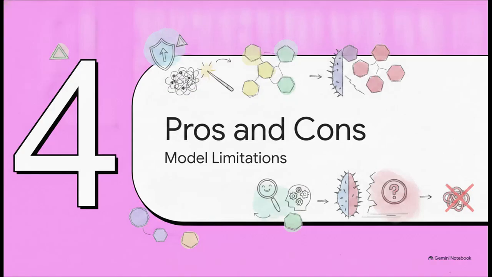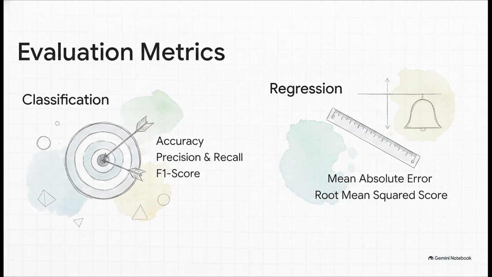Next up, Section 4, Pros, Cons, and Limitations. Before we get into the pros and cons, how do we even know if the model is doing a good job? Well, we use standard evaluation metrics. For classification, we're looking at accuracy, precision, recall, and the F1 score, which is great for handling imbalanced classes. For regression, we use metrics like mean absolute error or RMSE, root mean squared error. RMSE is fantastic because it severely punishes the model for making huge mistakes.